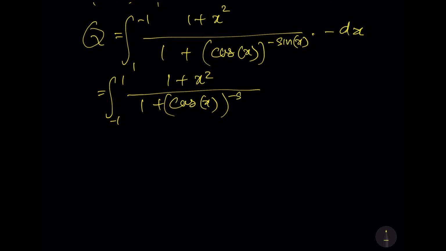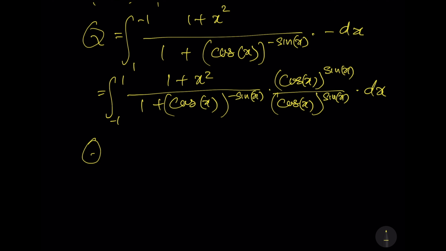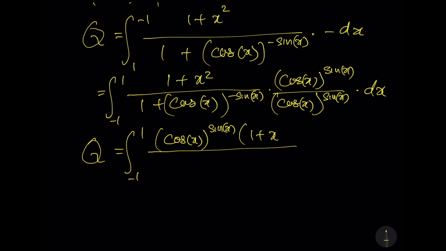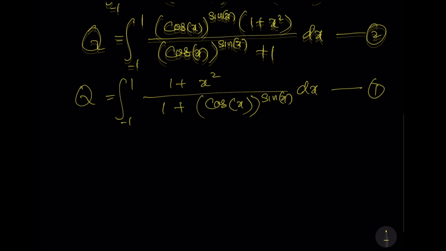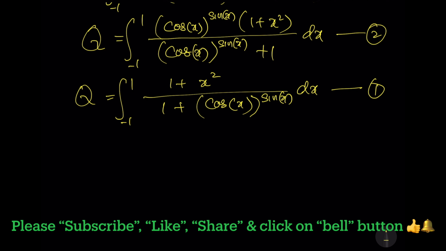Meanwhile, we purposely include a new term, which is multiplying by cosine x power sine x divided by cosine x power sine x. That gives us the new numerator equal to cosine x power sine x multiplied by the original 1 plus x squared. Meanwhile, the denominator becomes cosine x power sine x plus 1. Label this as equation 2. And then copy the original question, equation 1, here and put it side by side.